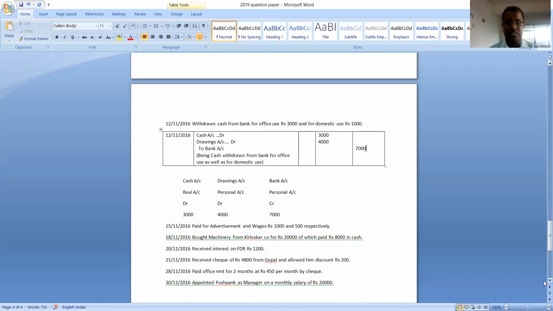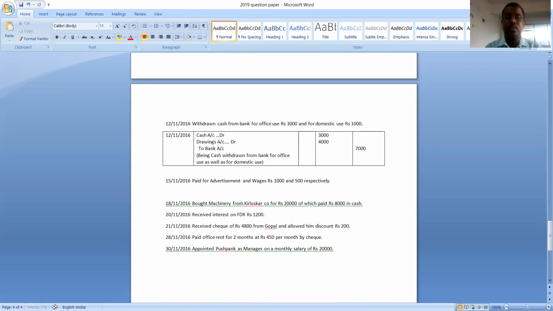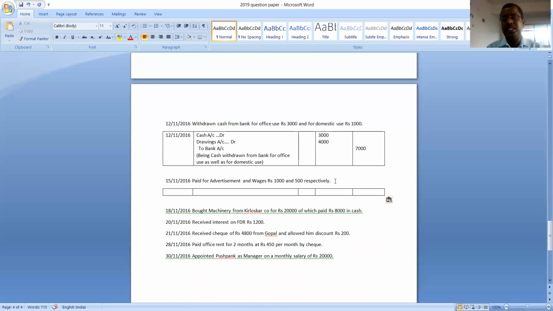Okay, let us move to the next transaction. Yes, hope you people are following me. What is the journal entry for the transaction dated 12th November 2016? It is cash account debit 3,000, drawings account debit 4,000, to bank account 7,000. What is the narration? Being cash withdrawn from bank for office use as well as for domestic use or for personal use. Okay. Here, almost all transactions are compound entries because we are finding more than two accounts in a transaction. Okay, let us move to the next transaction.